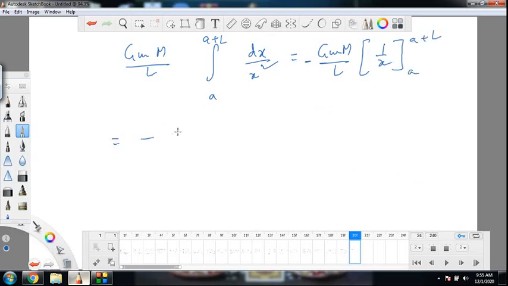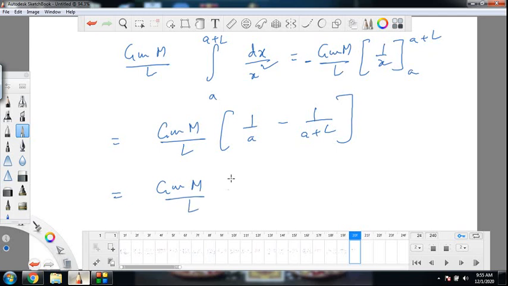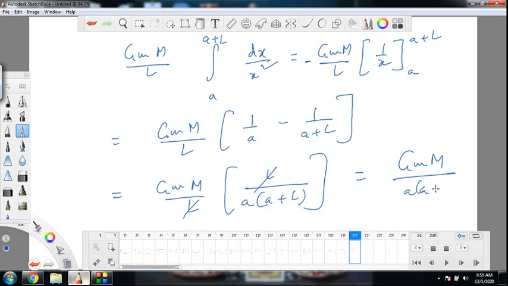Or you can do one thing. Absorb the minus sign and interchange limits. First you will put upper limit minus lower limit. But if you absorb minus sign, first put lower limit, then subtract upper limit. So you will get 1 by a minus 1 by a plus L. Actually I should have written 1 by a plus L minus 1 by a, but I absorbed the minus sign. So this gives me G m M by L into, if you take LCM, L by a into a plus L. This L gets cancelled. So this is the force on the rod due to that point mass.